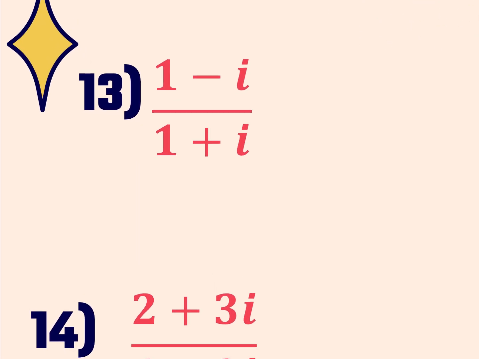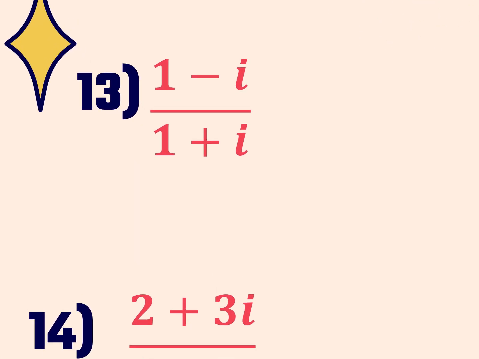All right, 13. Where is the issue? Where does the issue lie? In the denominator. So what do I have to multiply the top and bottom by?